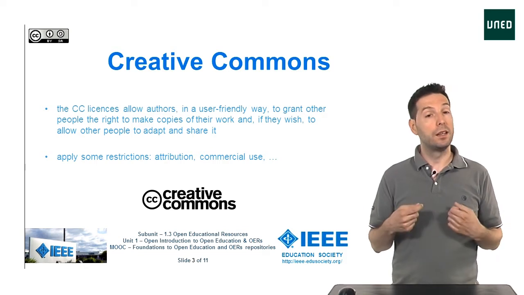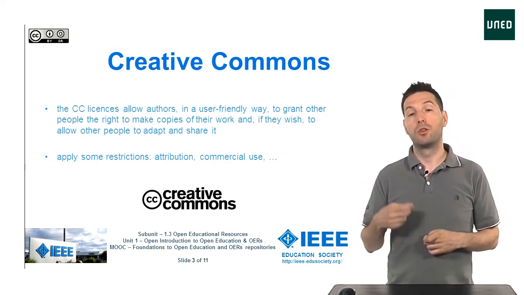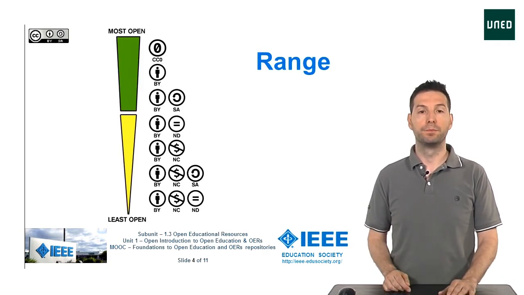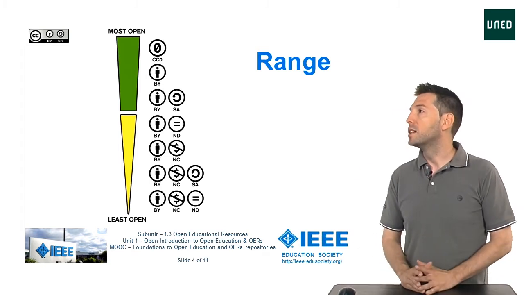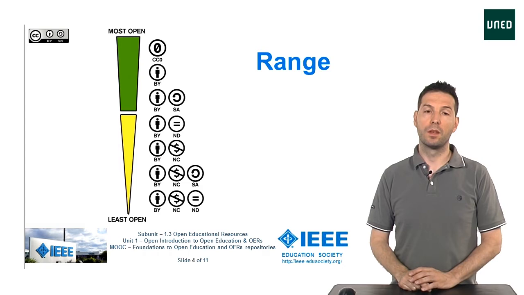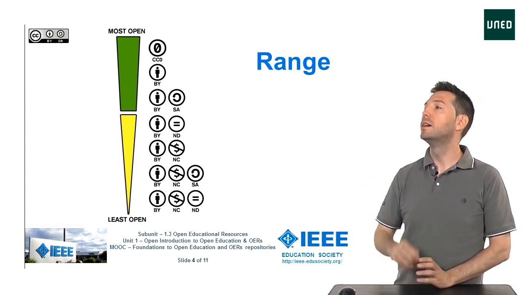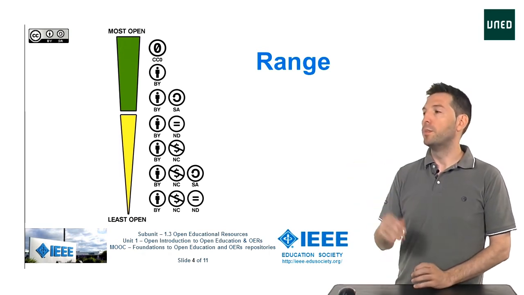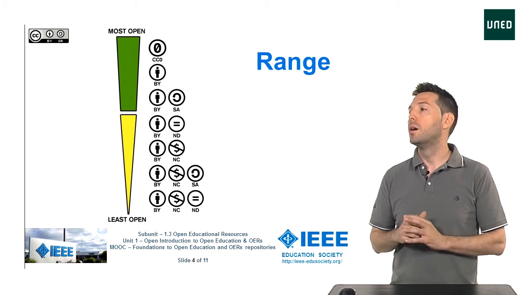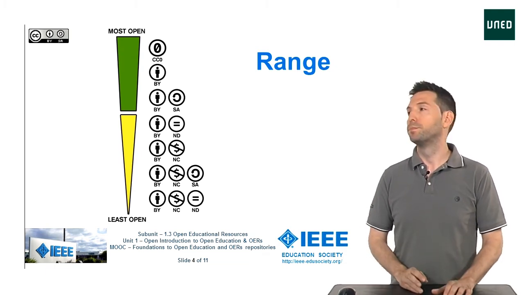And of course, the author can decide to apply some restrictions like attribution or commercial use or any other kind of restriction. Here in this slide, we can see the different kinds of Creative Commons licenses that we can apply, from the most open license to the least open. So the author can choose the one that fits better for his purpose.